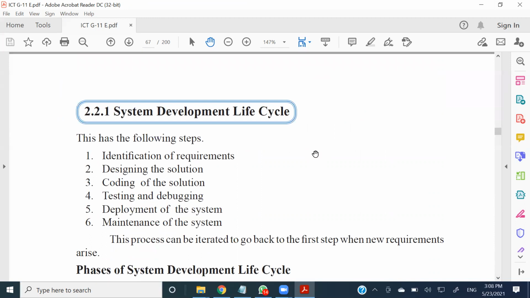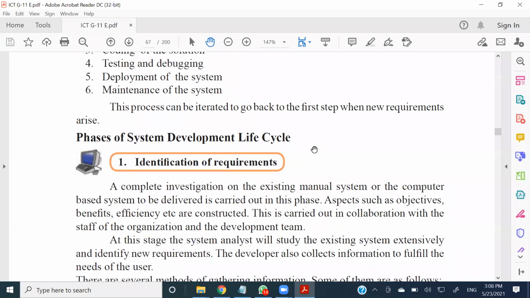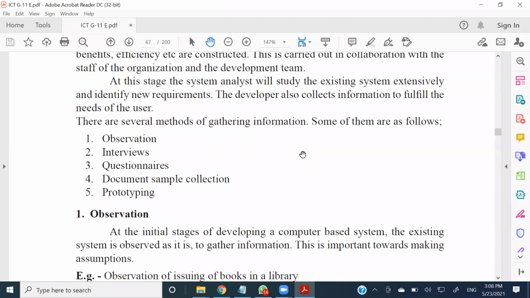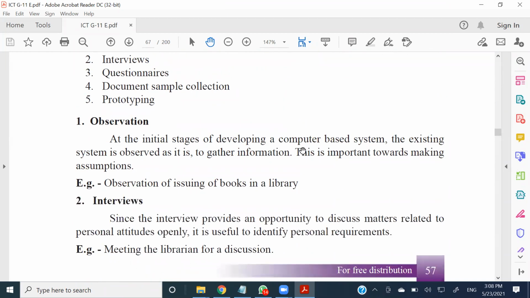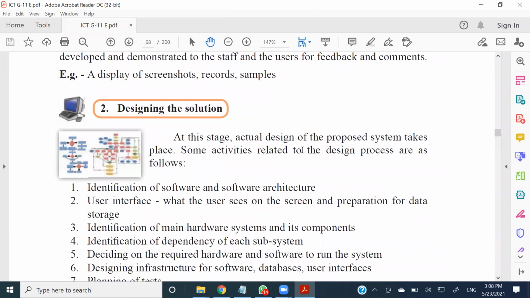So in the system development process, we were talking about these six elements. We paused the session last week at testing and debugging, as I remember. So in the SDLC, the first thing that we do is identify the requirements that we need. We use different kinds of information gathering methods to identify the requirements, right? And then we design the solution.